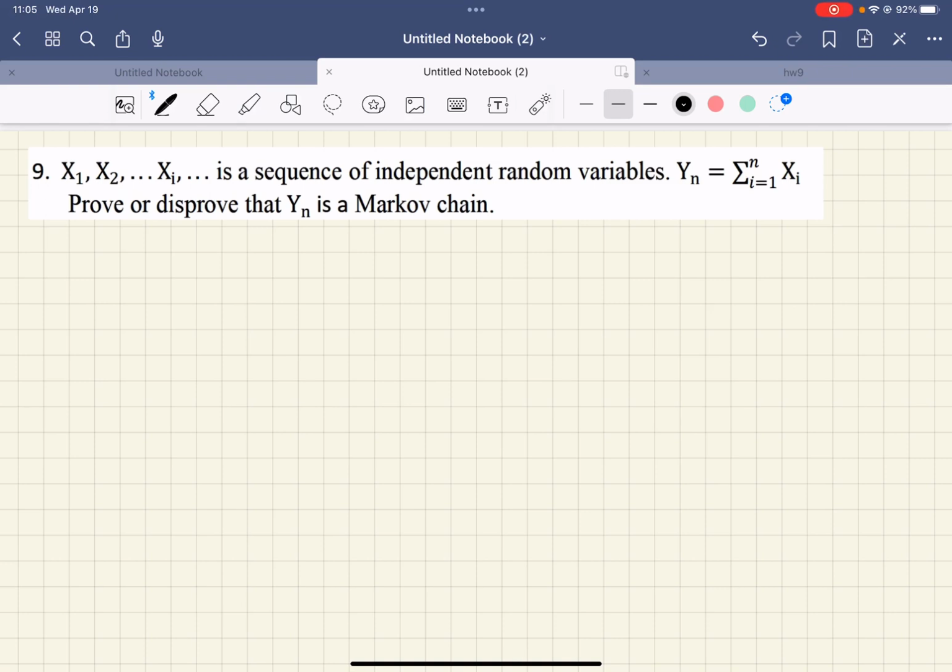For homework 9, question 9, we see that capital X1 to Xi is a sequence of independent random variables, and capital Yn equals the sum from i equals 1 to n of capital Xi. We need to prove or disprove that capital Y is a Markov chain. So let's start.